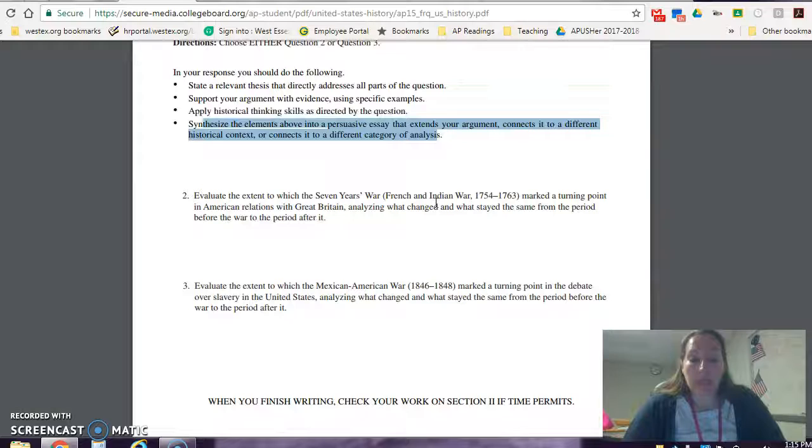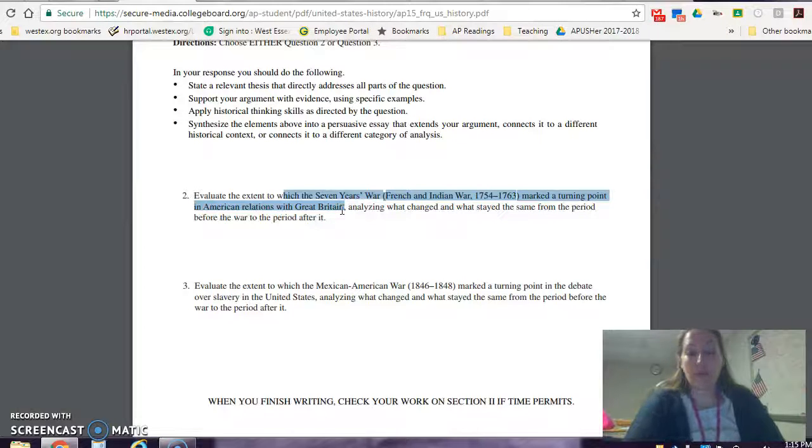So other than those 3 topics I gave you at the beginning, Populists, FDR, and the Second Great Awakening, here are 2 common questions. This is the year of the redesign, so it's interesting they both showed up. The Seven Years' War: evaluate the extent to which the Seven Years' War marked a turning point in American relations with Great Britain, analyzing what changed and what stayed the same from the period before the war to the period after it. They don't give you dates. How you choose to define that period is up to you.